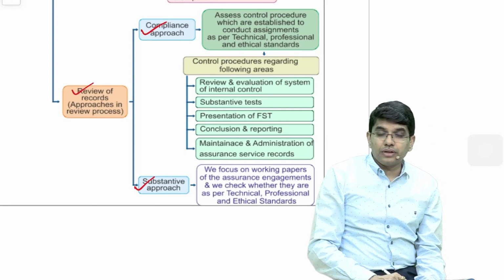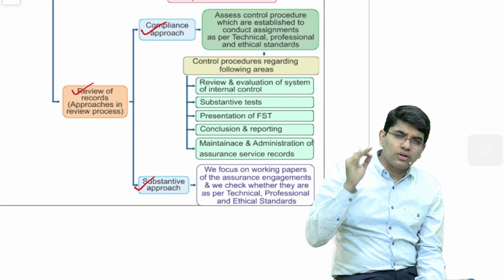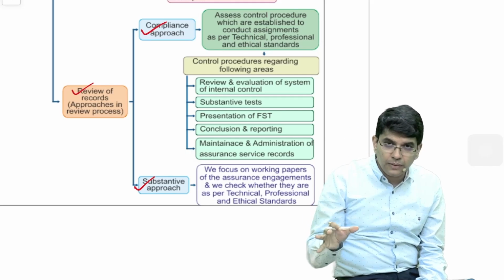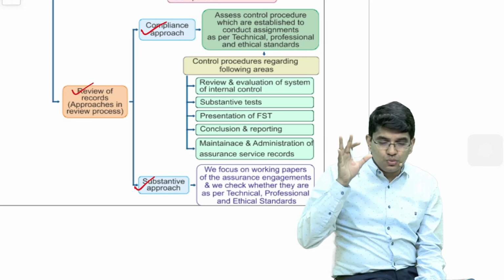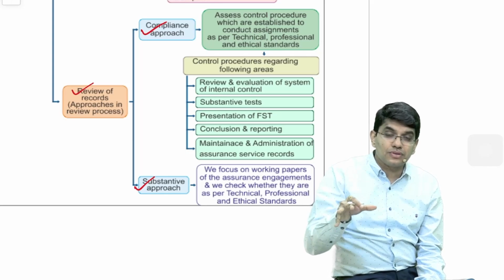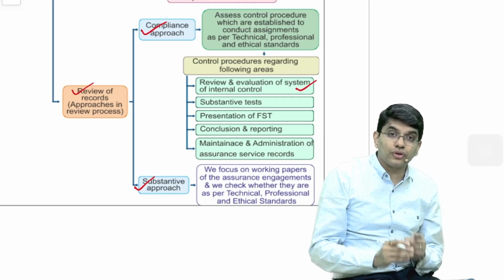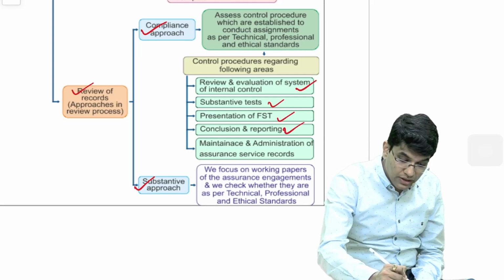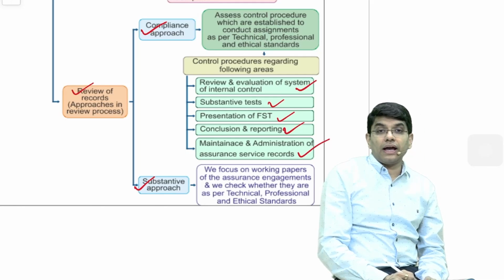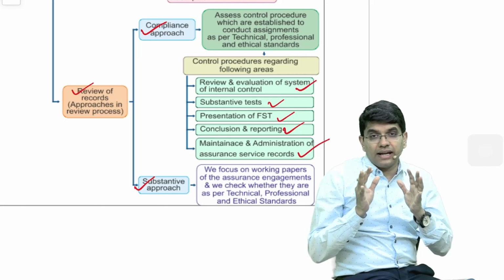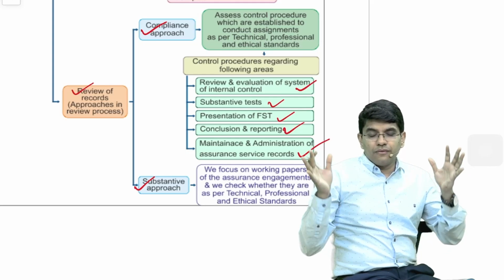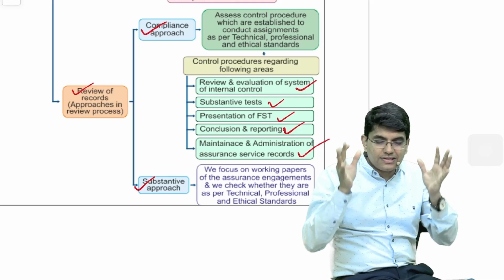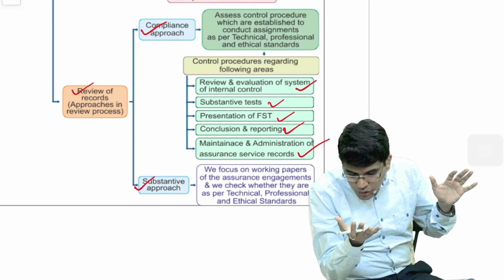If you think the firm has a very good audit quality control system, well-defined policies, well-defined checklists, well-trained people, you can go for the compliance approach. You spend more time on testing their systems. Do they have a good system for test of controls, then substantive tests, then checking presentation of financial statements for conclusion and reporting, and for records, maintenance and administration of the assurance service records? If they're good at it, we'll spend less time on actual files, and more time checking how good the system is and how the actual audit was done.